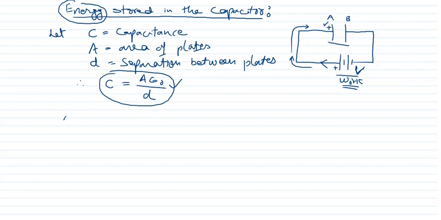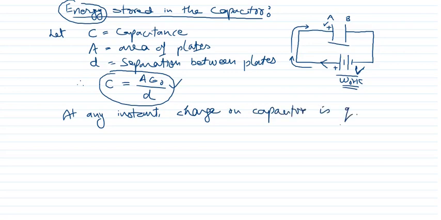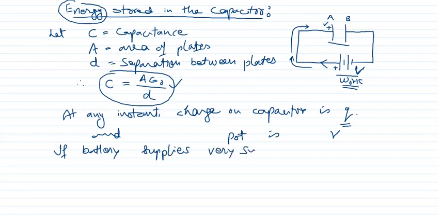Now let us suppose during this process of charging, at any instant the charge on the capacitor is Q, and the potential is V. Now if the battery supplies a very small charge, dq, now this dq charge is very small, because we know a concept.